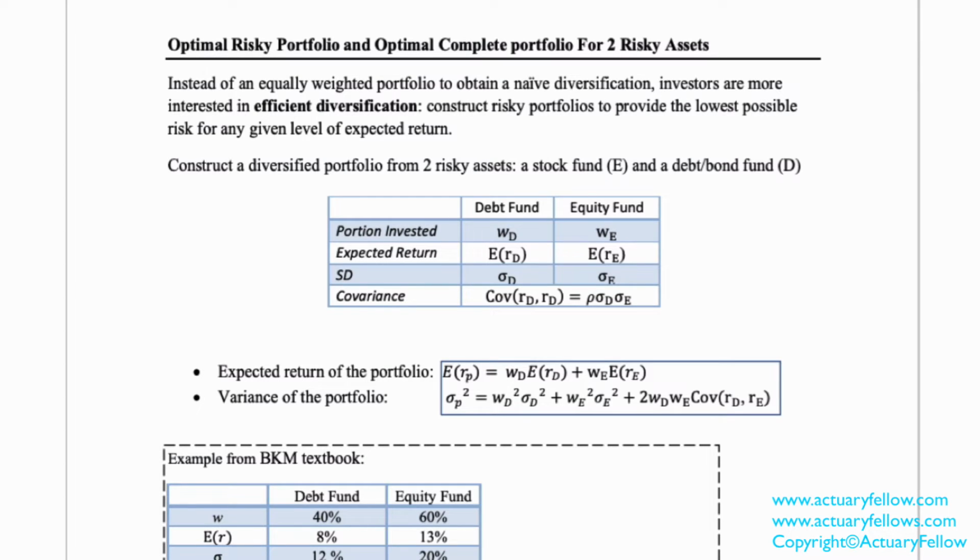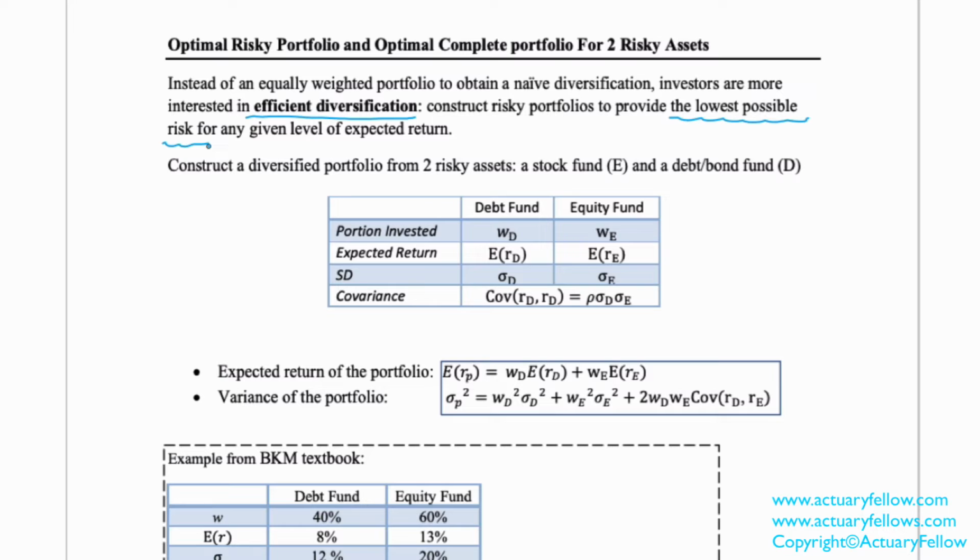Investors are interested in efficient diversification, creating a risky portfolio to have the lowest possible standard deviation for any given level of return. We want to find the mix of weights in securities to minimize the standard deviation of the risky portfolio. For now, we'll focus on creating a risky portfolio from only 2 risky assets.